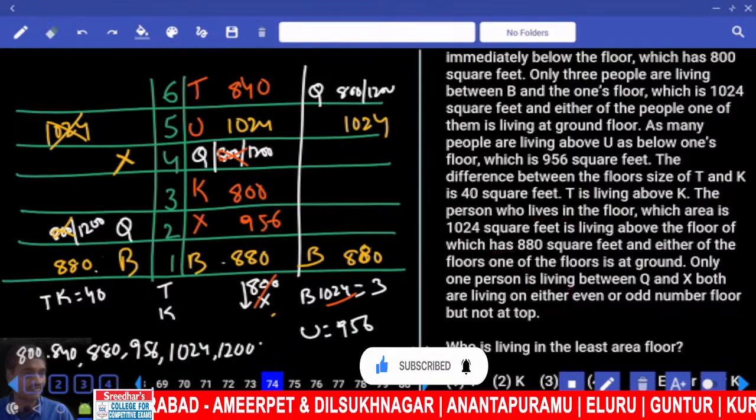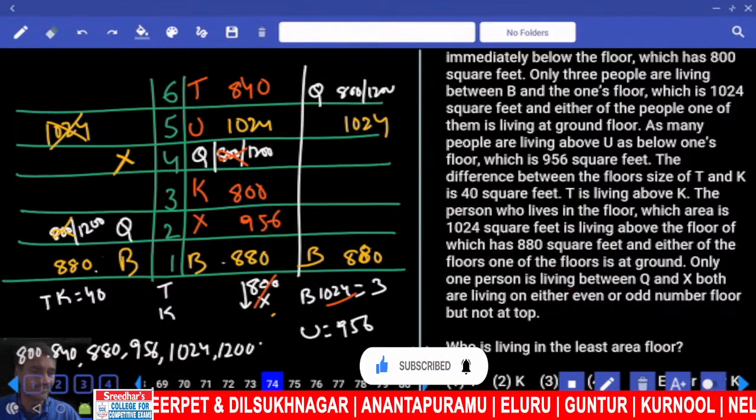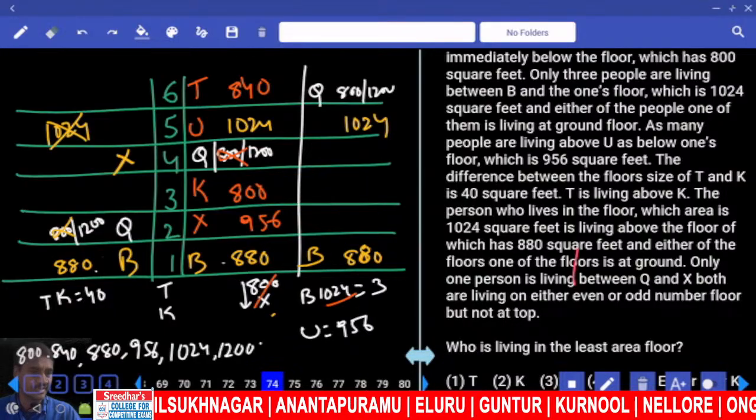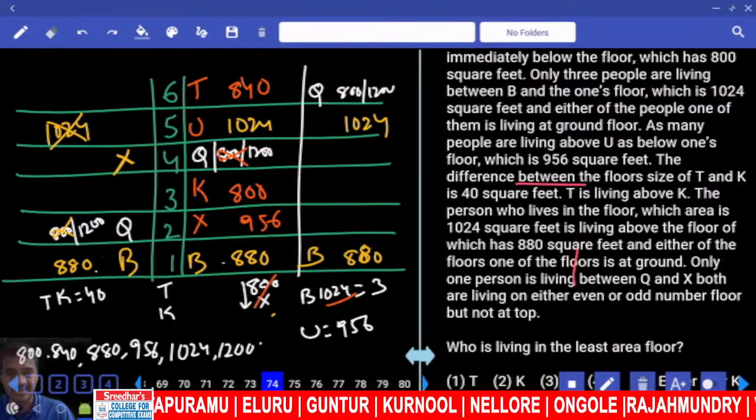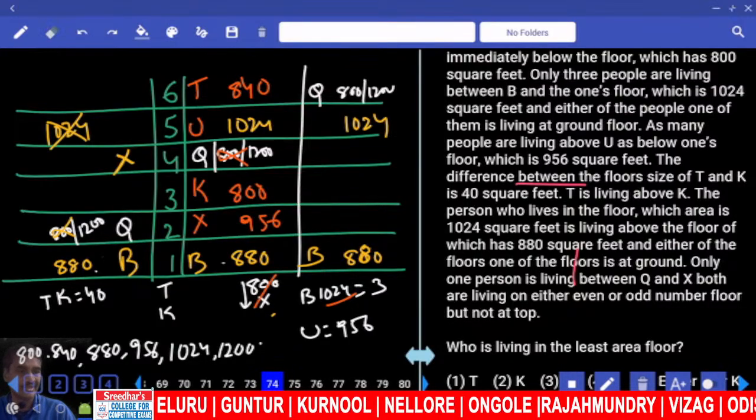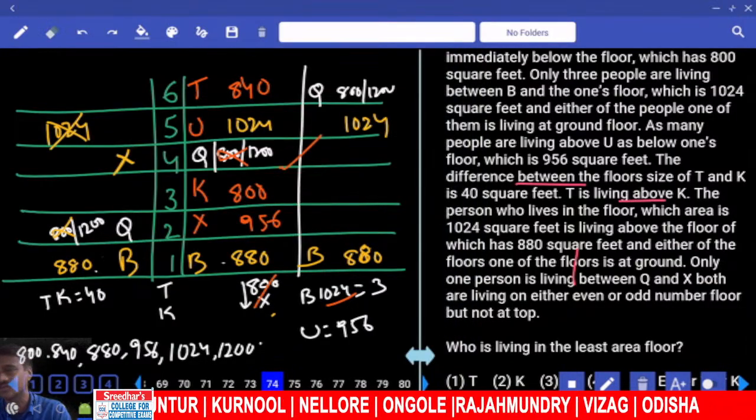Then at the same time, the distance difference between the floors of T and K is 40. T and K is 40. And T is living above K. Now this is the final arrangement.